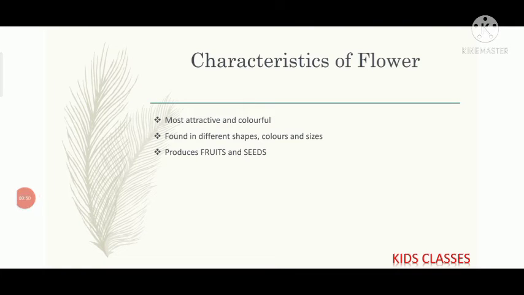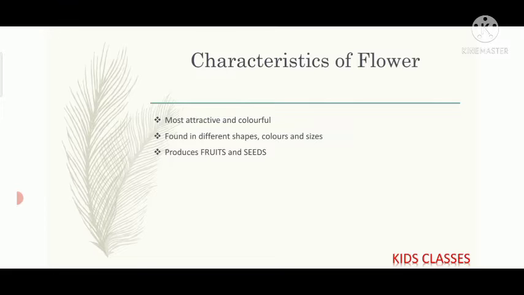Now characteristics of flower. Characteristics means features or properties of a flower. So the first property that is written here is it is most attractive and colorful. Means flower is the most attractive and colorful part of a plant. If you have seen a flower, you can see the colorful petals over there. That's why it looks attractive. And the second point is found in different shapes, colors and sizes. Means different flowers have different colors, different shapes and different sizes.